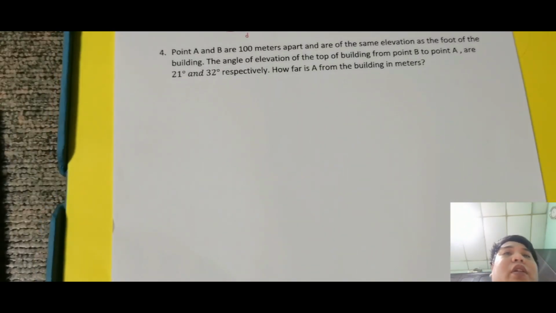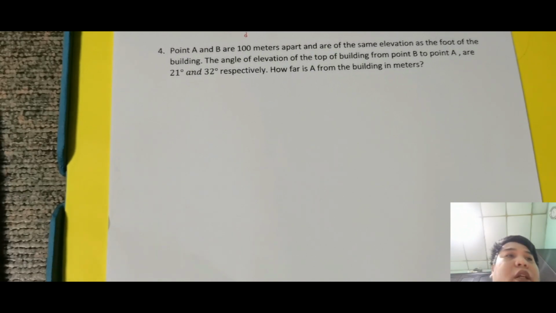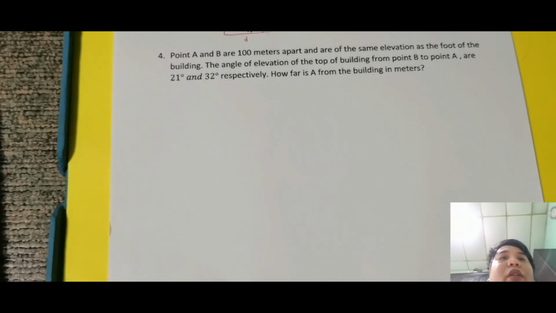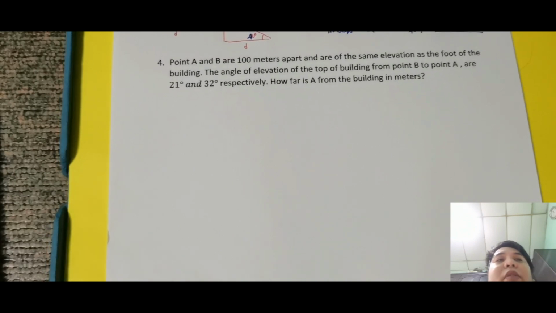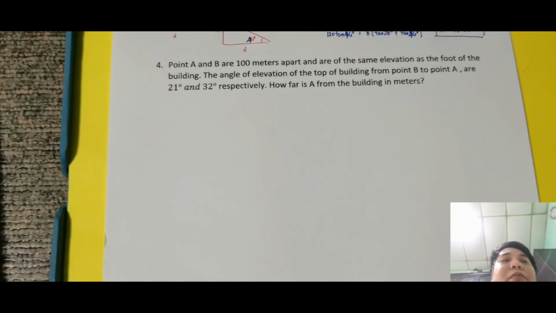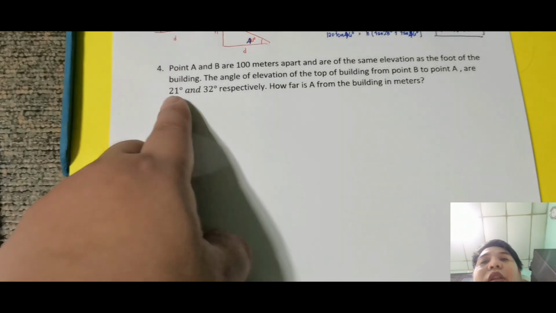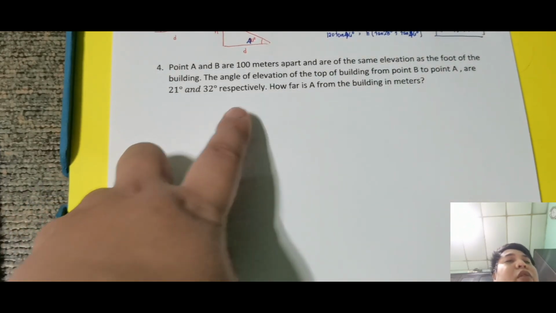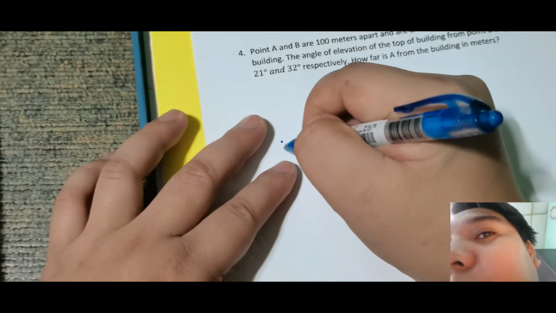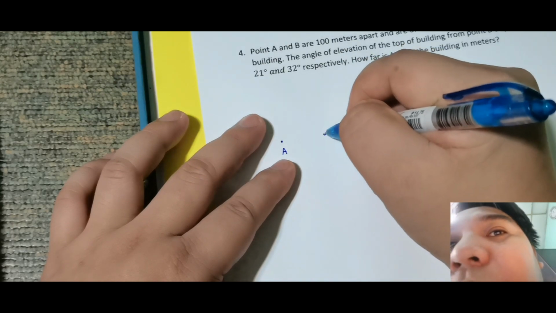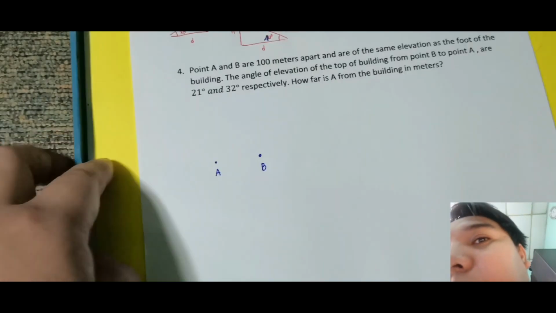Next is our number 4, the last example for angle of elevation and depression. Points A and B are 100 meters apart and are of the same elevation as the foot of the building. The angles of elevation of the top of the building from point B to point A are 21 degrees and 32 degrees respectively. How far is A from the building? So let me draw it again. This is point A, this is point B, and this is the building.